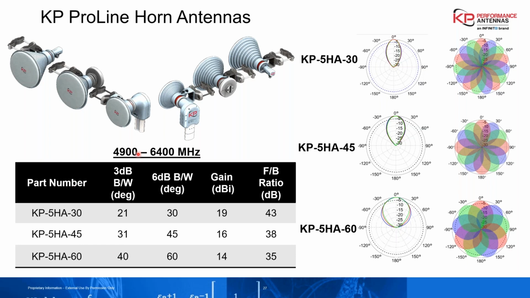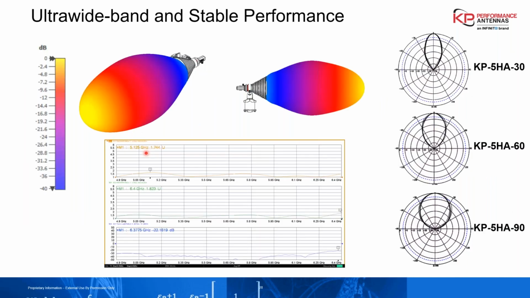So these, some of the selling features here. I kind of forget what slides I have here. Yeah, let's go to this slide. Ultra-wideband. And what I mean by that is, these are the first horn antennas on the market that'll support down to 4.9 all the way to 6.4 gigahertz, and with very good performance and side lobe performance across the band.